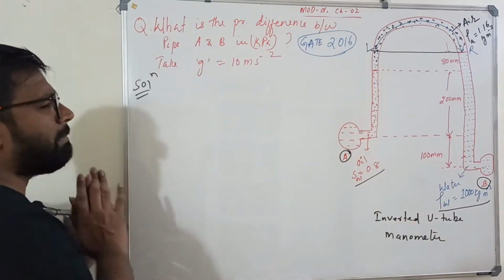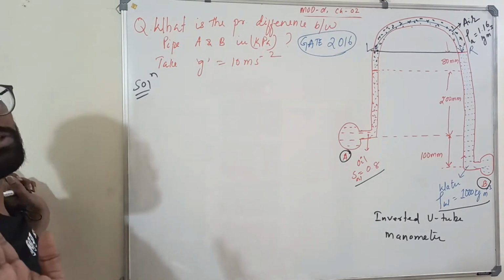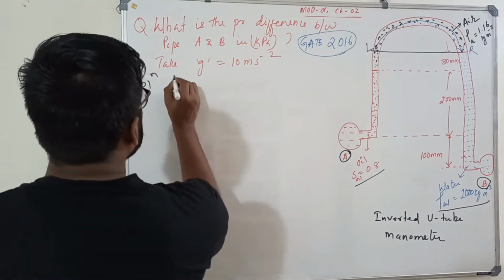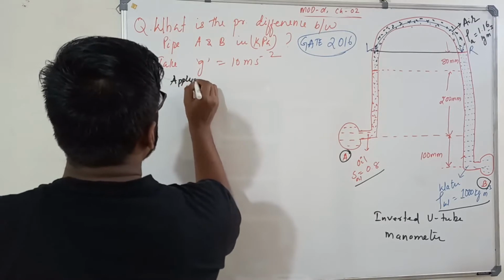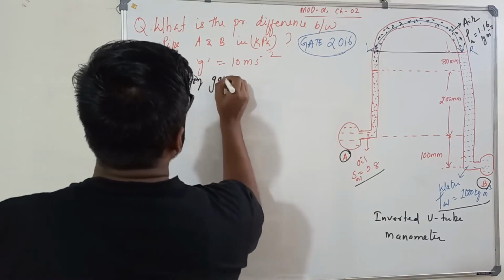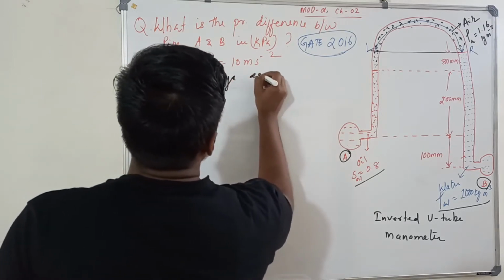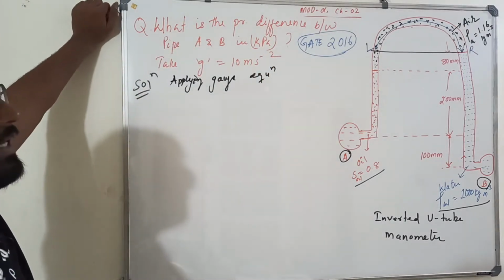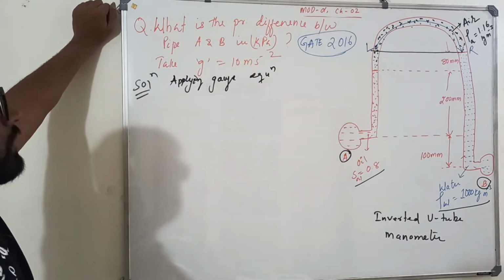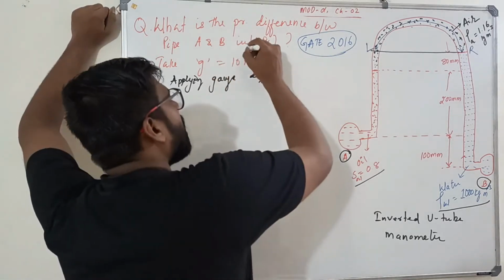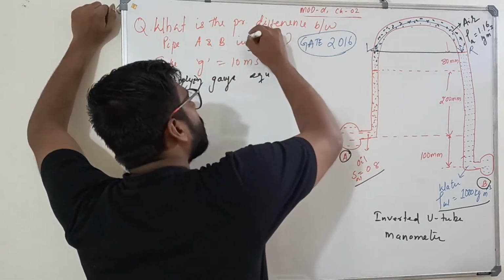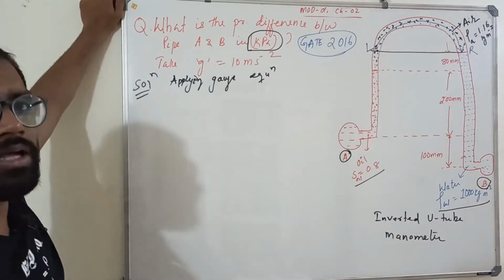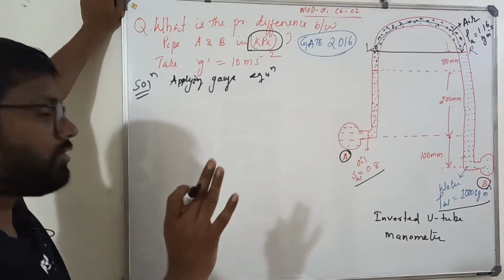Understood? Now simple, very simple. Apply the gauge equation. Now, sir, can we apply it directly? You have to make some uniformity. See, remember the answer they have asked in terms of kilopascal. There is no option here, so you have to type the answer in terms of kilopascal. Keep that in your mind.